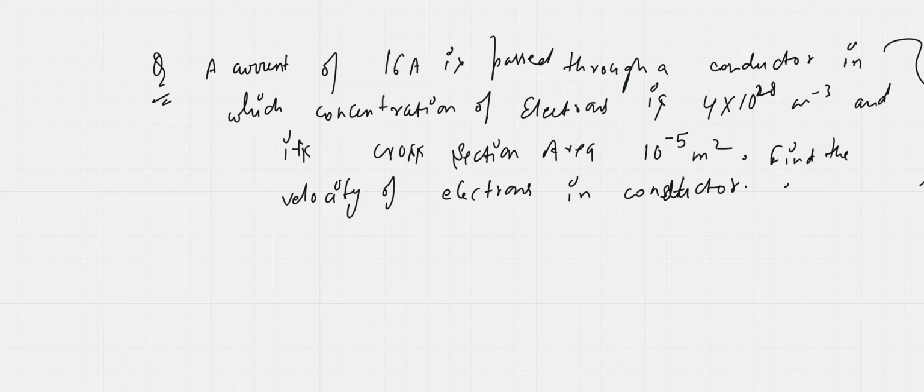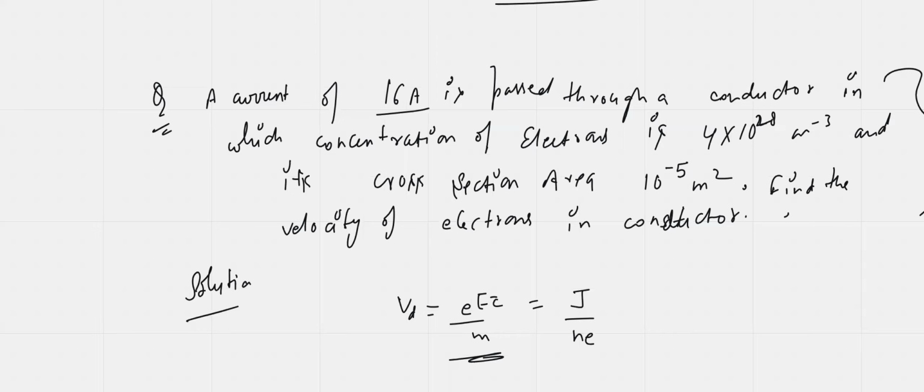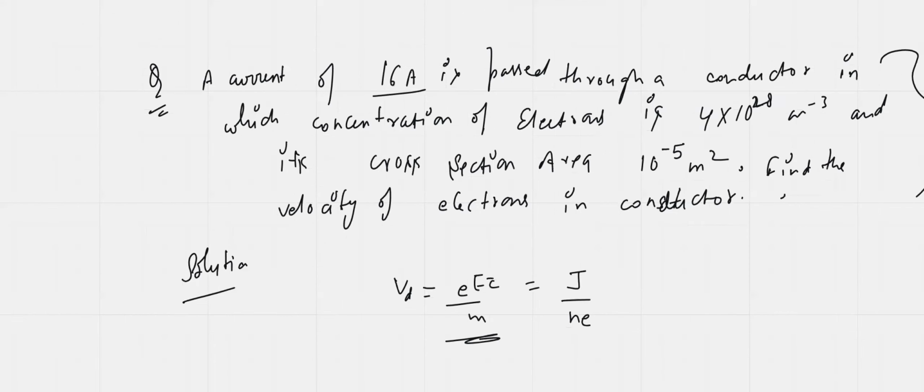What is that? You can simply say that it is Vd, the drift velocity. Because at the end of the day, whenever you have current, the velocity of electrons is nothing but the drift velocity. So what is the formula? You can either use eτ by m, or you can use the other one, that is J by ne. Just look at the data which is given. The current is given. There's no direct relation there. But do you have J? Yes, because J is nothing but I by area.